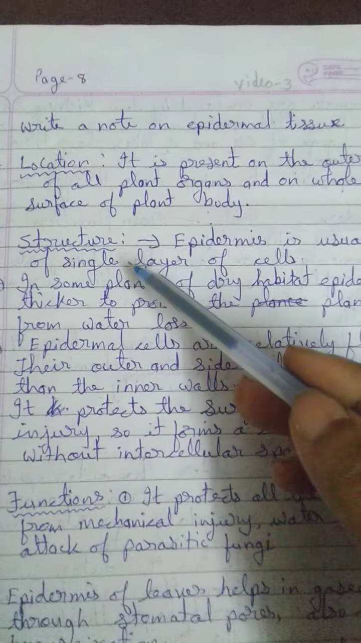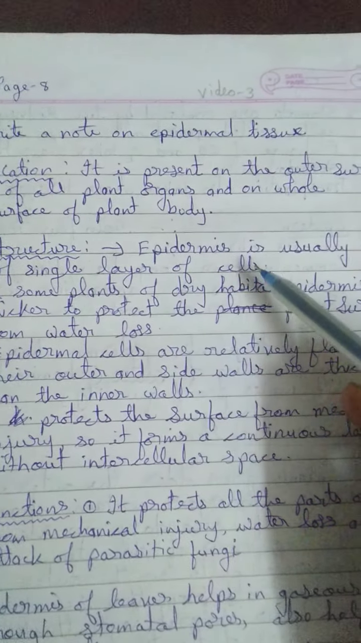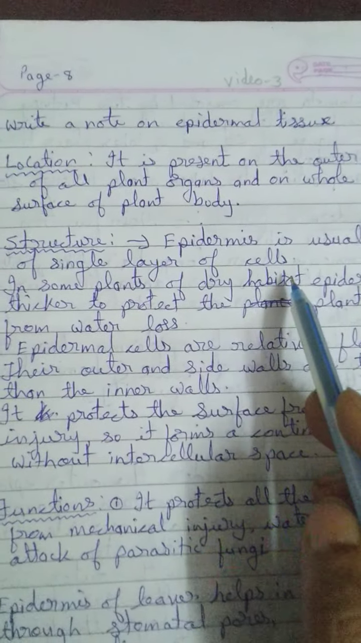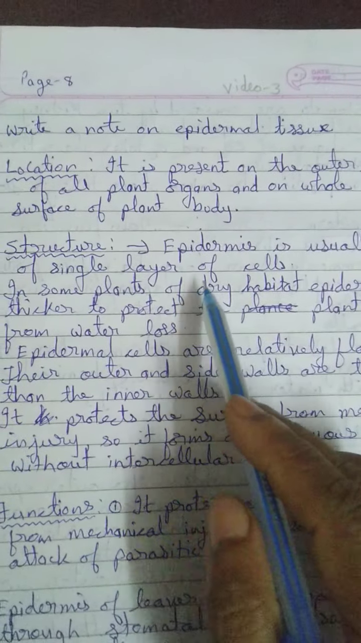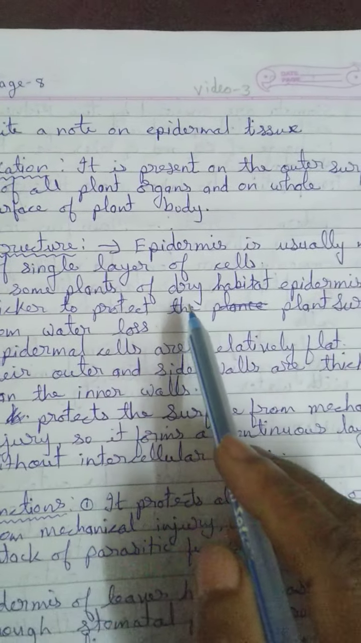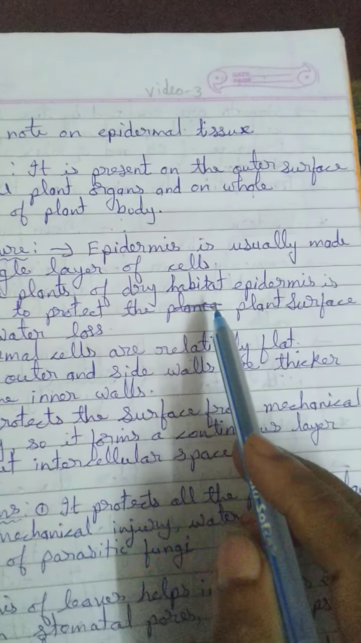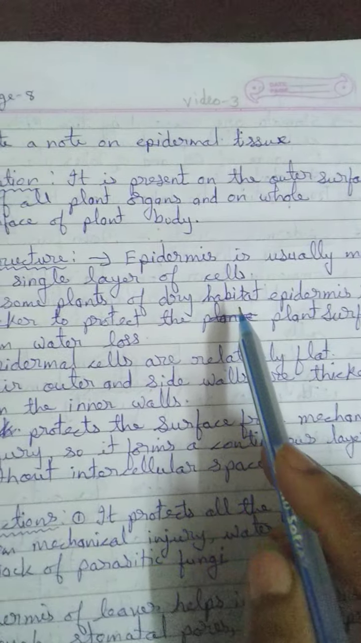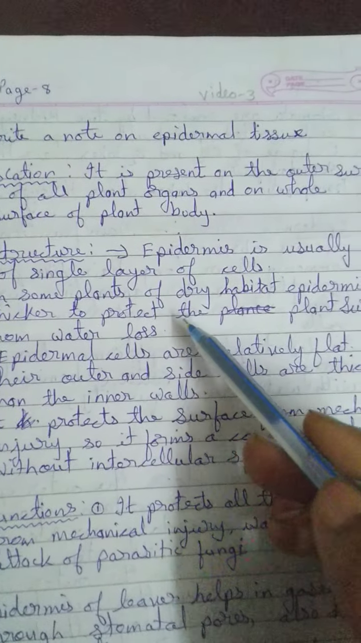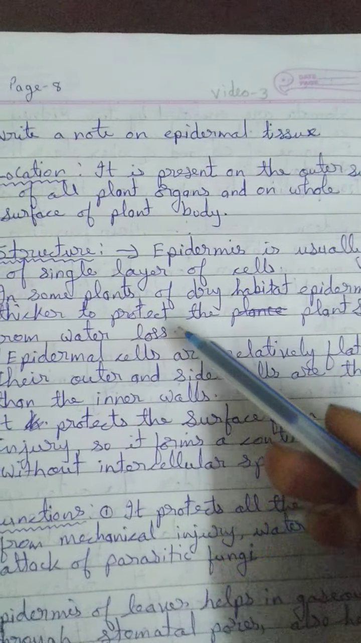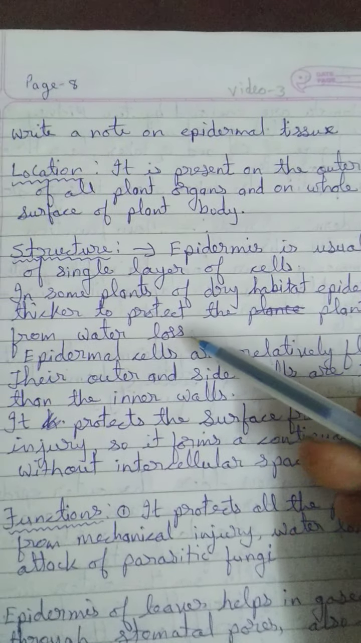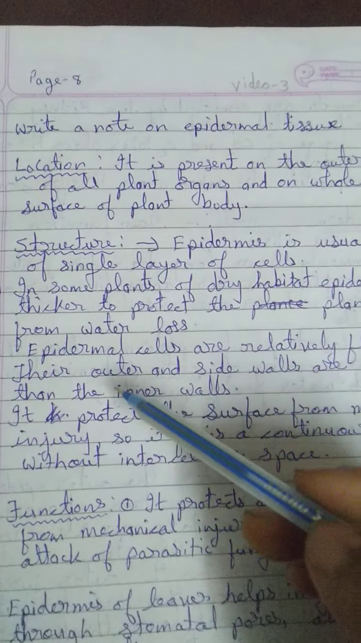Let us see about the structures of the cells of the epidermal tissue. Epidermis is usually made up of a single layer of cells. The tissue has only a single layer. On the surface only a single layer is there. In some plants of dry habitat, that means if the plant is a desert plant, then the epidermis is thicker so that a lot of water loss is not there. Otherwise, if the epidermis is thinner, then through the stomatal pore the loss of water will be there. So it is thicker to prevent the water loss.